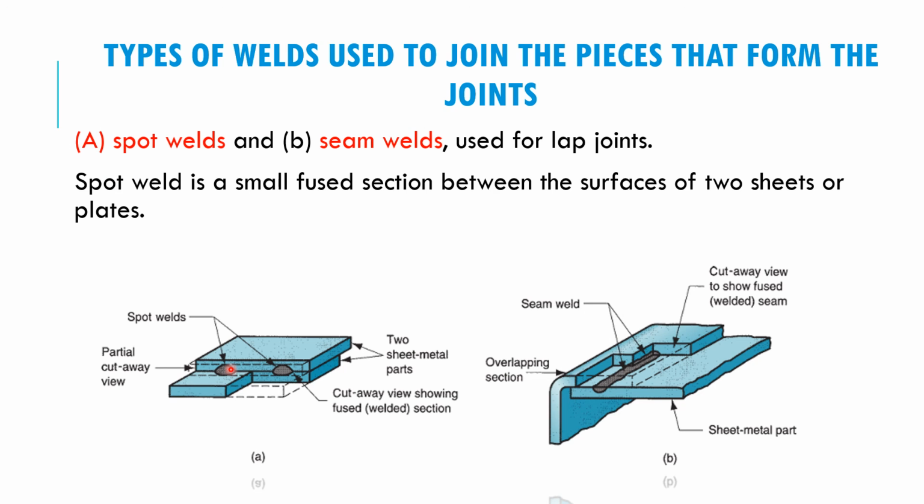The next ones are the spot weld and seam weld. For a spot weld, if you have a lap joint, instead of filling all the way along, you just put some spots of filler to join the parts. This is a spot weld. And the seam weld is a continuous one, so it creates a line of weld along the lap joint.